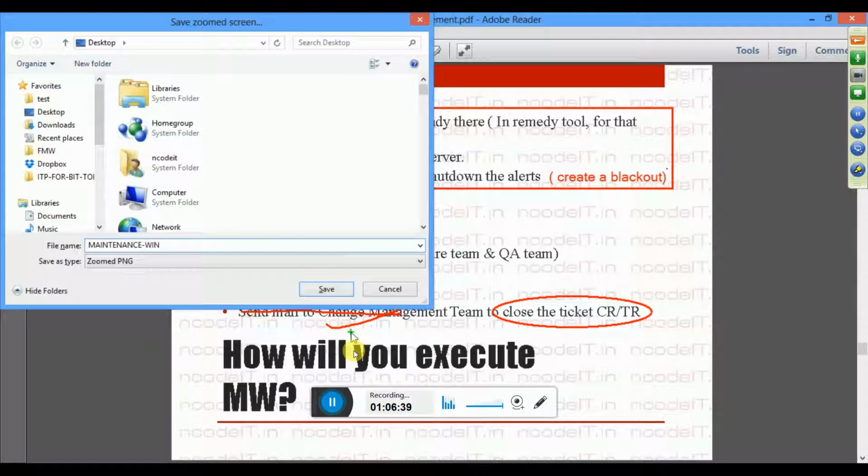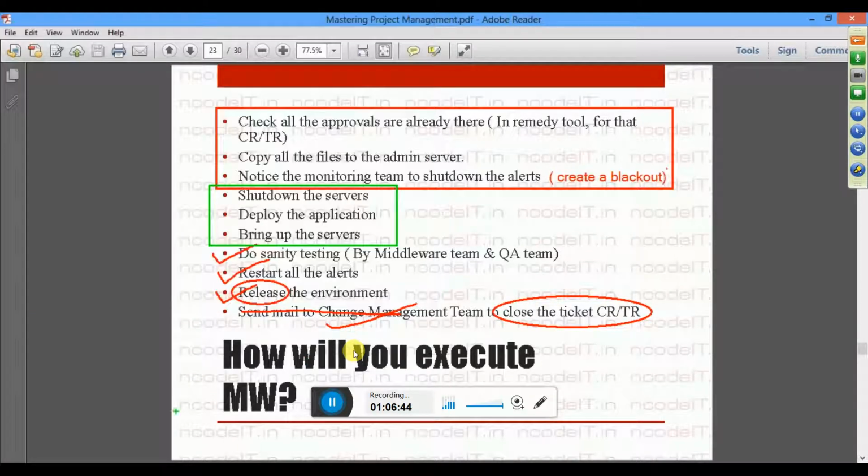And this is how a maintenance window gets executed. The process is the same for any maintenance window. Only the green box steps change. If you're doing an upgrade, the green box steps change. If you're doing something else, like a simple restart, just restart. But the rest of the things remain the same for any maintenance window.